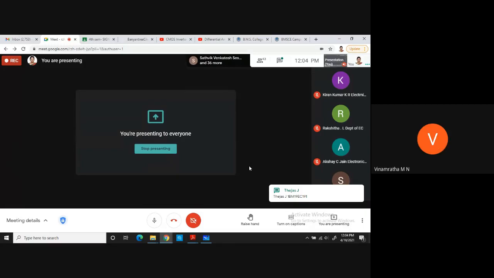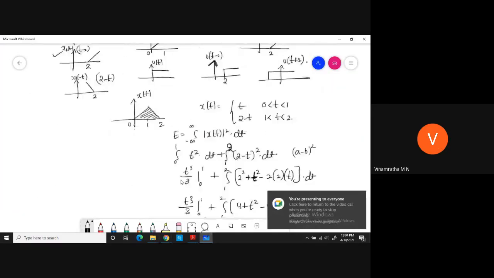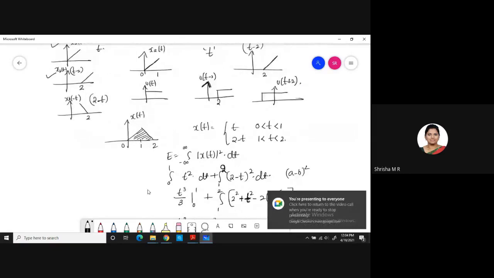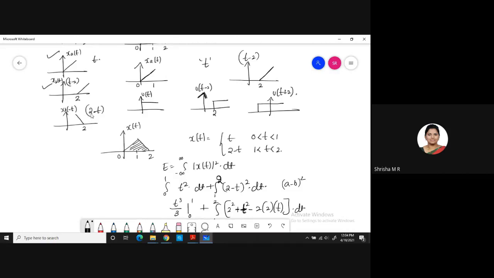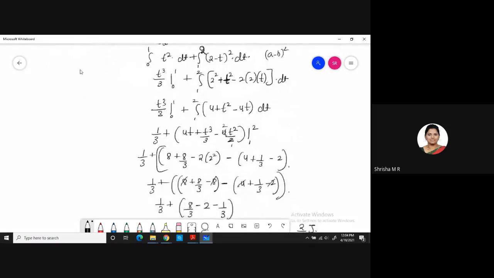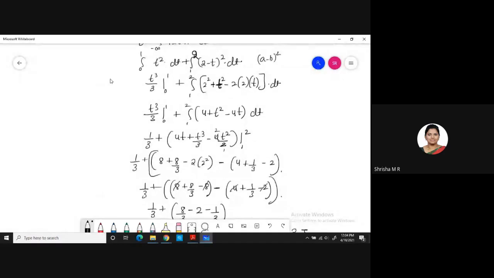Yes, ma'am. So regarding operations, I'll discuss these operations, how we get shifting and how we get 2 minus t. I hope you have understood this, but when I discuss operations of signals, I'll tell you once again how we take that. Is this clear, everyone?